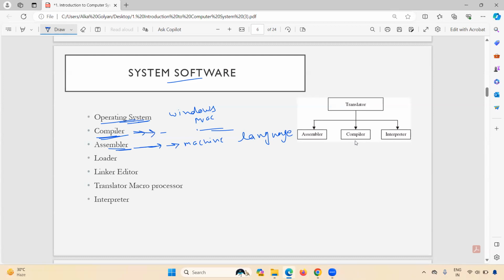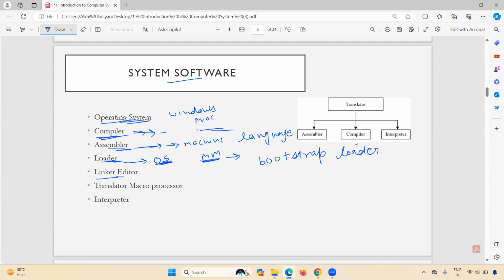Compiler is used to translate high level to low level, or high level to object. Loader is used to load the operating system part and the main object program of a particular program into the main memory for execution purposes. An example of a loader is the bootstrap loader.